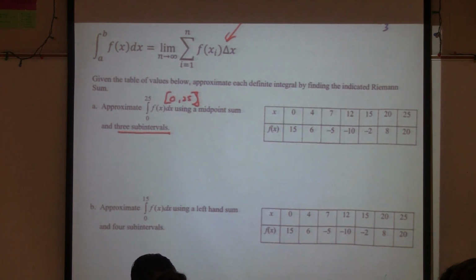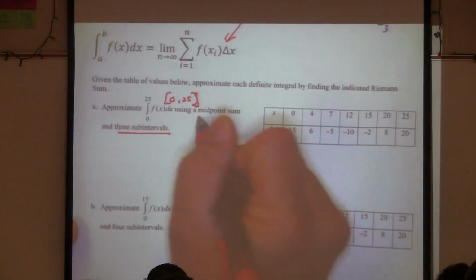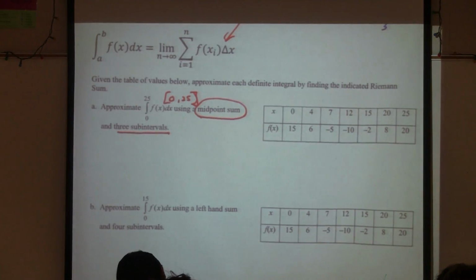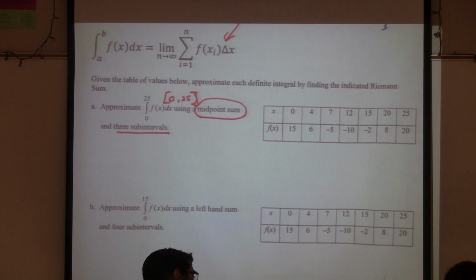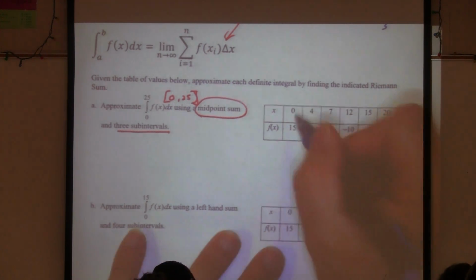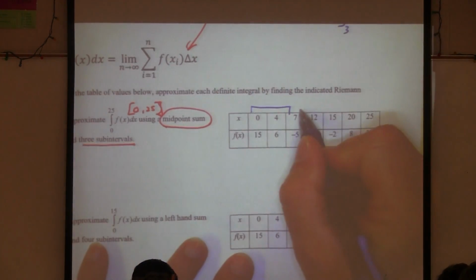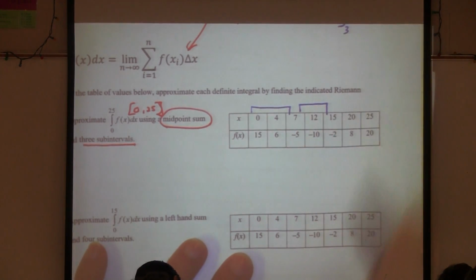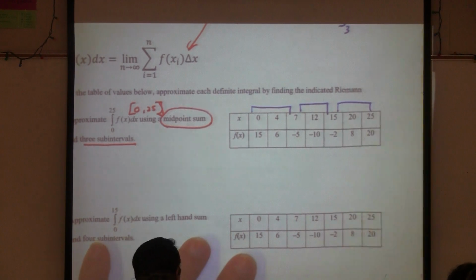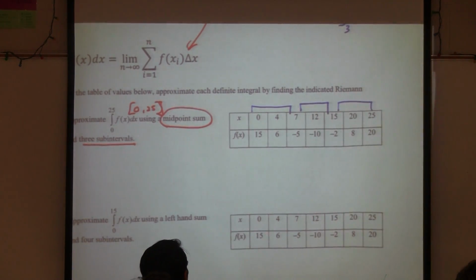Pretty random, right? They didn't say to make it 3 equal subintervals. They just said 3 subintervals, right? Using which sum? Okay. I need to create 3 rectangles, right? I don't care about the subintervals, I just need 3 of them. So what would be a good way of making those 3? Going from where to where? From 0 to 7? 7 to what? 15? 15 to 25? Did I make 3? Yeah.